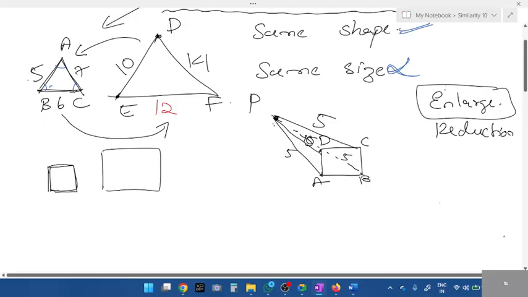The meaning of enlargement is increasing the size of the object. We increase the size. I'll give positive, plus. Reduction meaning is negative, minus. You're reducing the size.